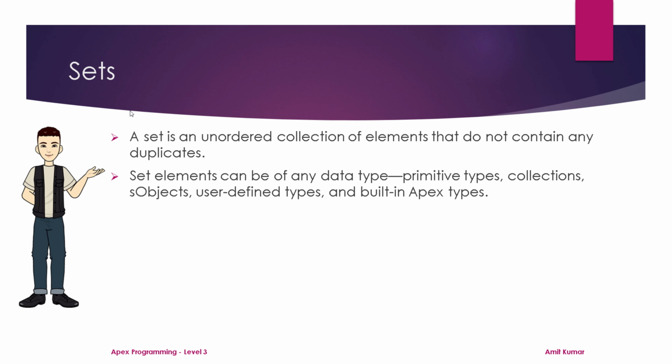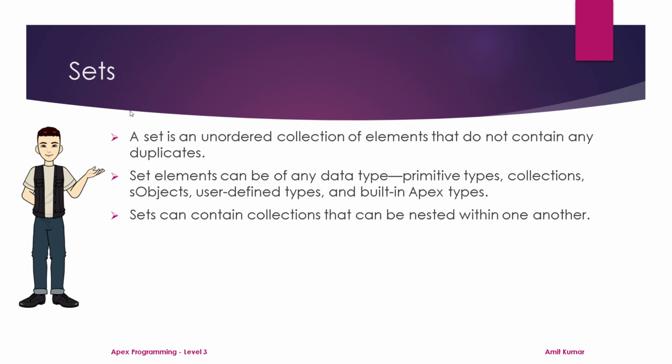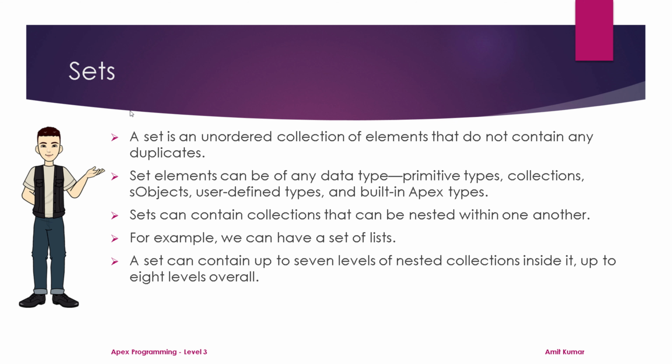Set elements can be of any data type like primitive, collection, S-objects, user-defined types, and built-in Apex types. Sets can contain collections that can be nested within one another. For example, we can have a set of lists. A set can contain up to 7 levels of nested collections inside it. That means overall 8 levels.